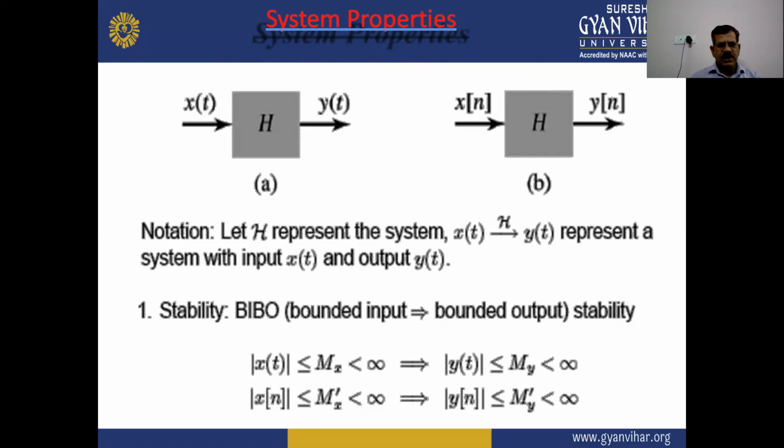So stability: bounded input, bounded output stability. So here |x(t)| < Mx < infinity implies |y(t)| < My < infinity, and also |x[n]| < Mx < infinity implies |y[n]| < My < infinity.